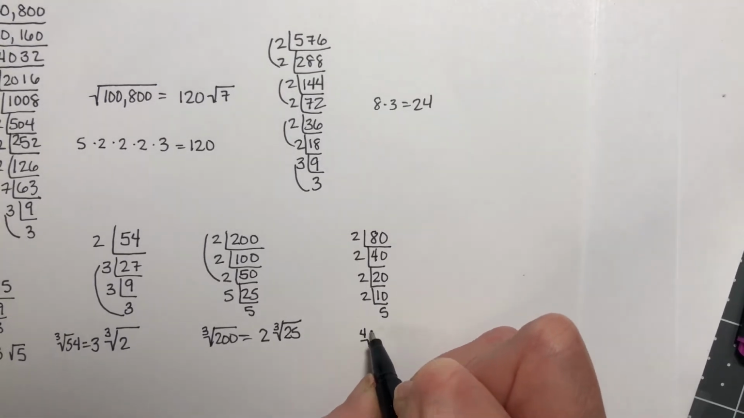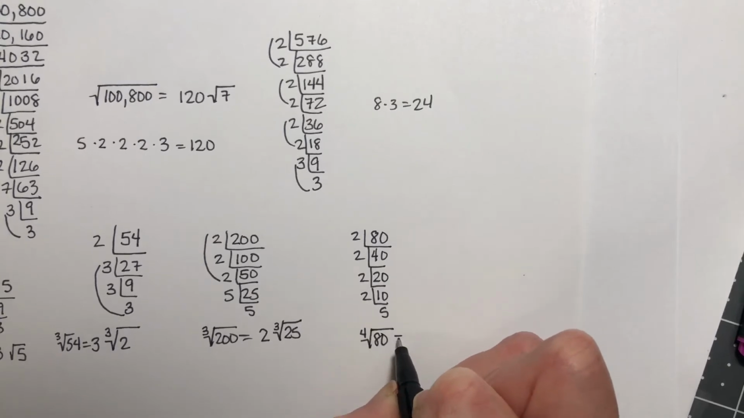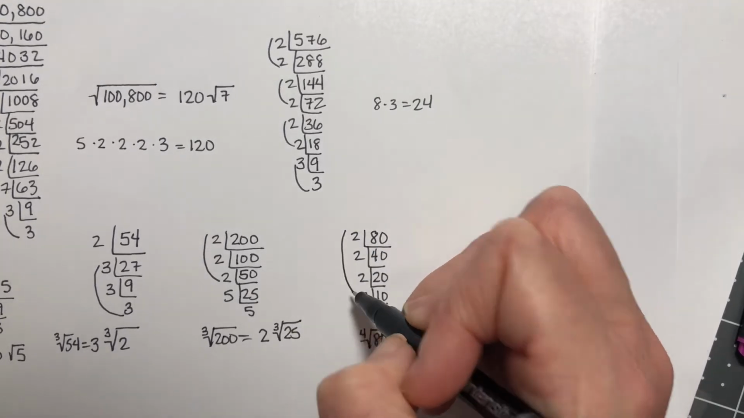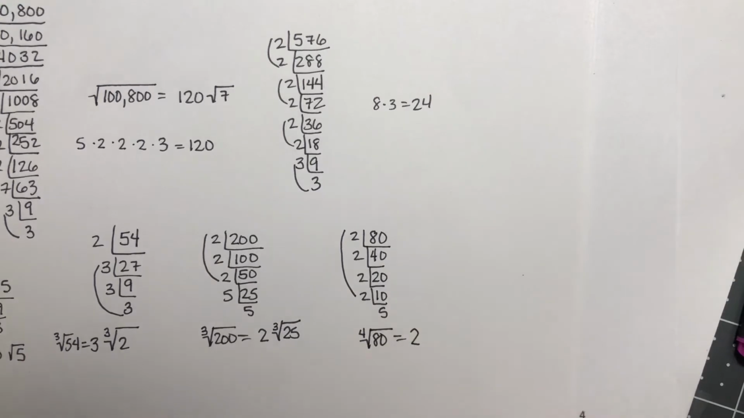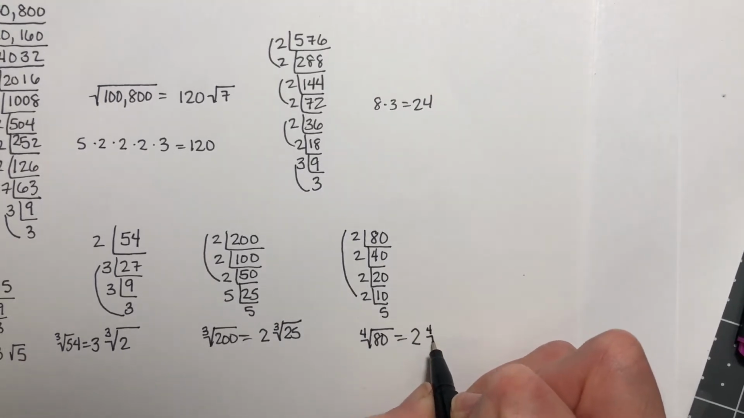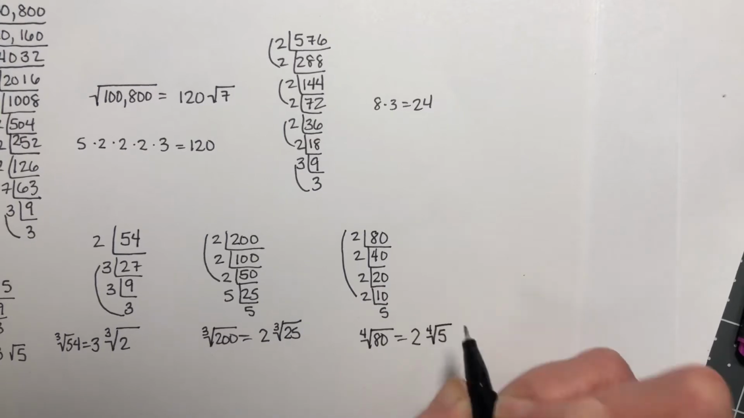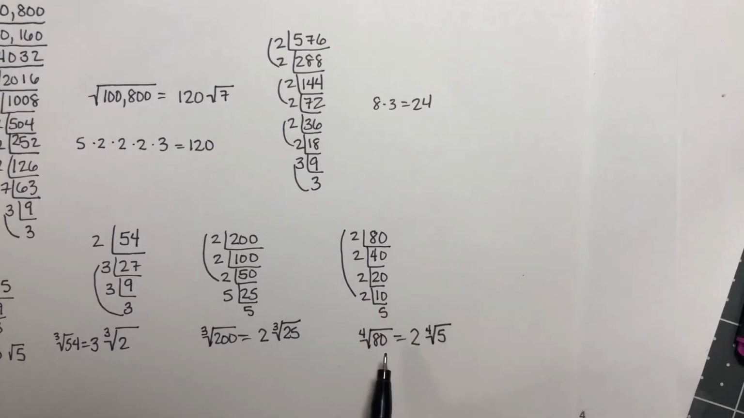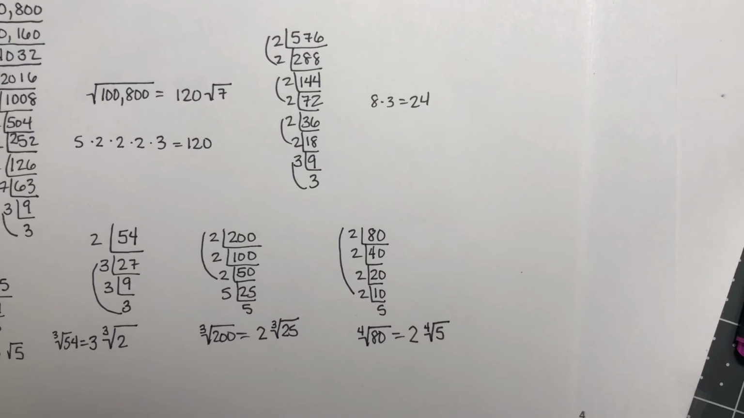I'm looking for the 4th root of 80. So I'm looking for 4 of a kind. I have 4 2's here. So a 2 comes on the outside. I have a 5 left over. So it is stuck under the 4th root. So this answer is 2 times the 4th root of 5.